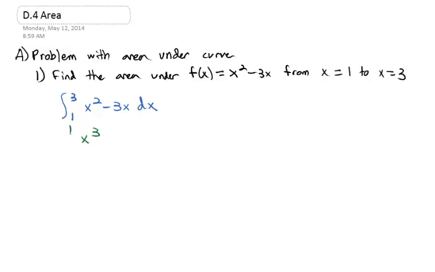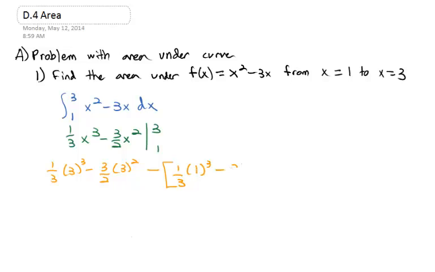That's x cubed times 1/3 minus x squared times 3/2. And we're going to evaluate that from 1 to 3, which means we take 1/3 times 3 cubed minus 3/2 times 3 squared. And then we subtract 1/3 times, this time using the 1 cubed, minus 3/2 times the 1 squared.